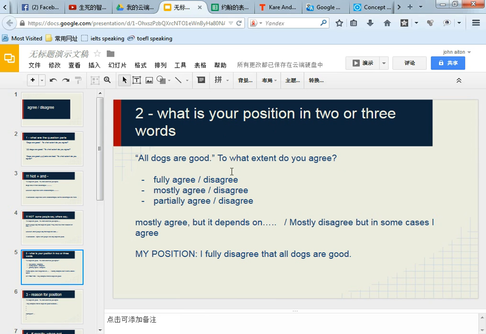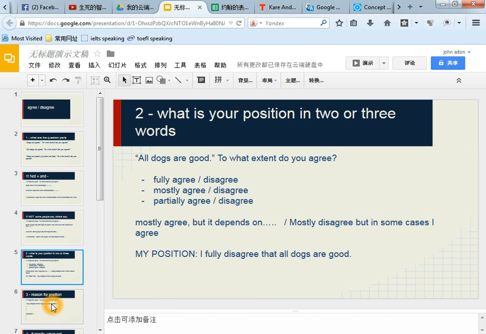All dogs are good. To what extent do you agree? So your answer might be fully agree, fully disagree, mostly agree, mostly disagree, partially agree, partially disagree. So my position here, mostly agree, but it depends on, mostly disagree, but in some cases I agree. So for my position for this specific one is I fully disagree that all dogs are good. Yes, so I fully disagree. And that's it. This is my position, this is my answer.